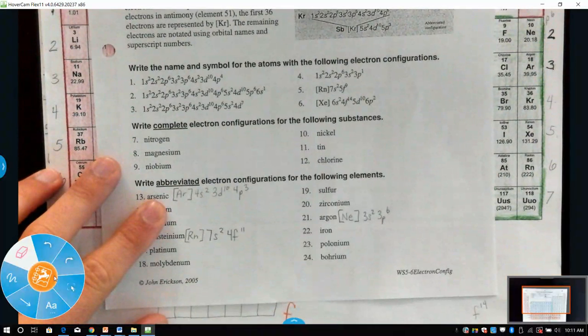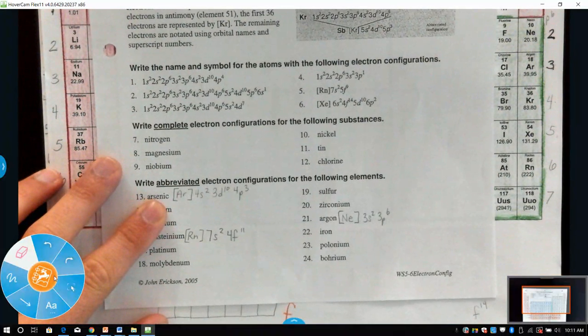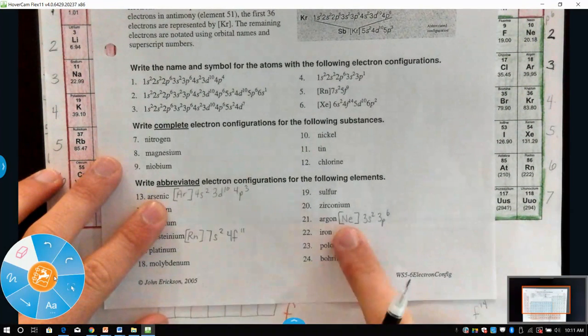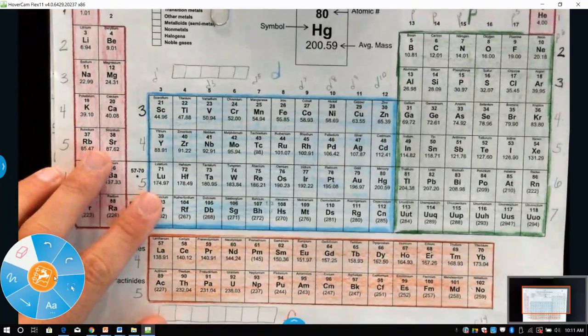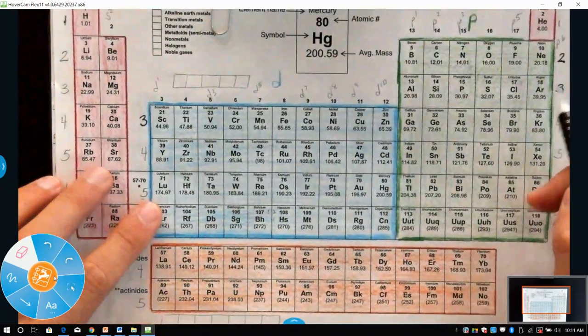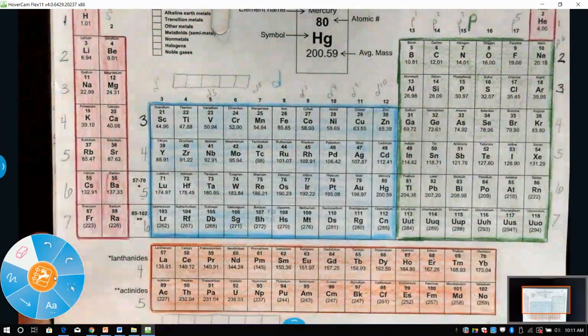All right, what are some of the other ones that we got wrong? Why don't we write the d one out? For argon? Because argon is here. It's at 18, so it hasn't gone through that section yet.